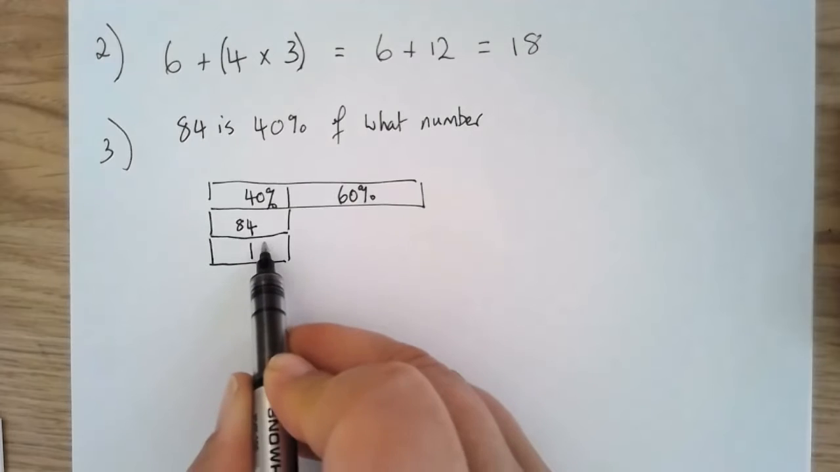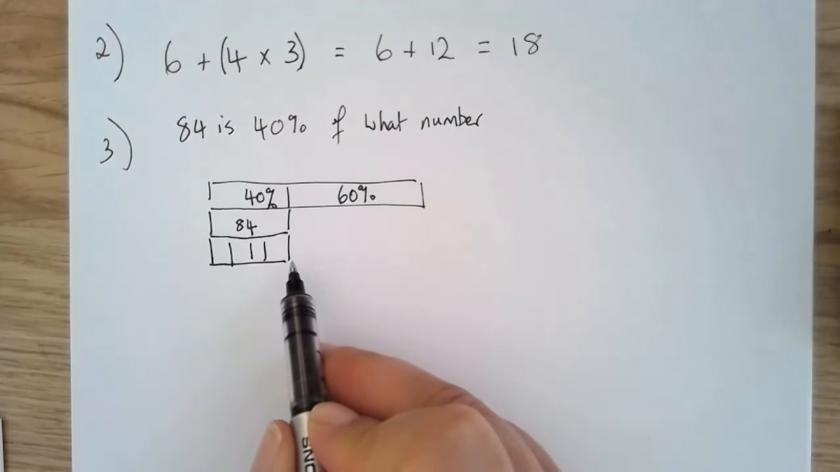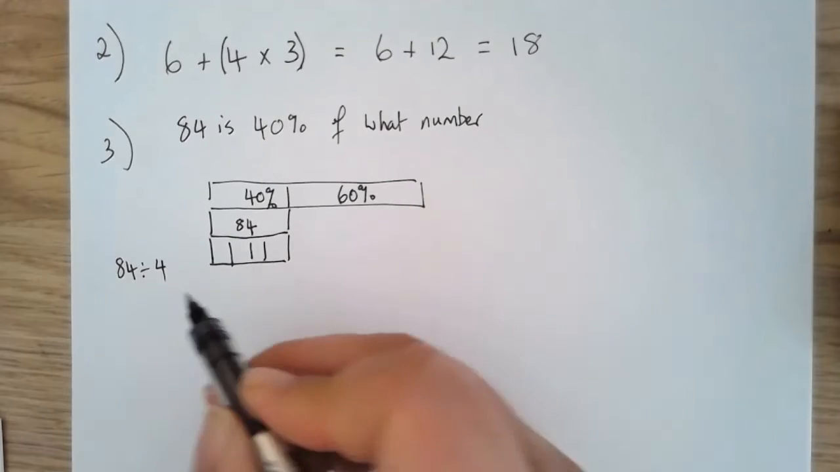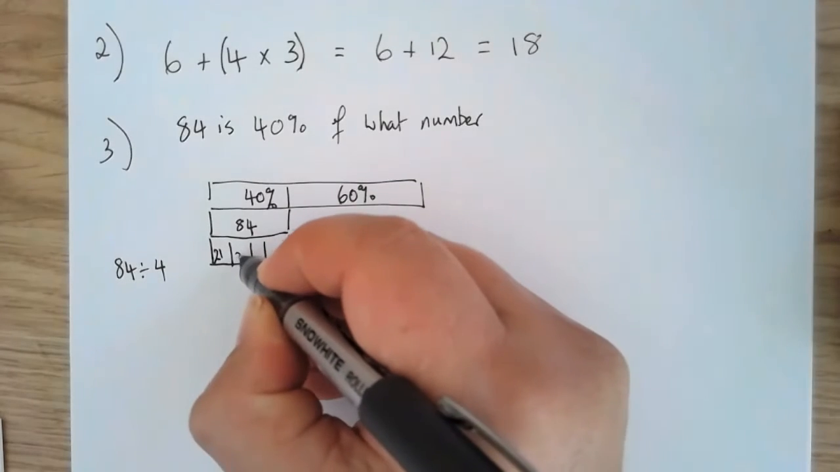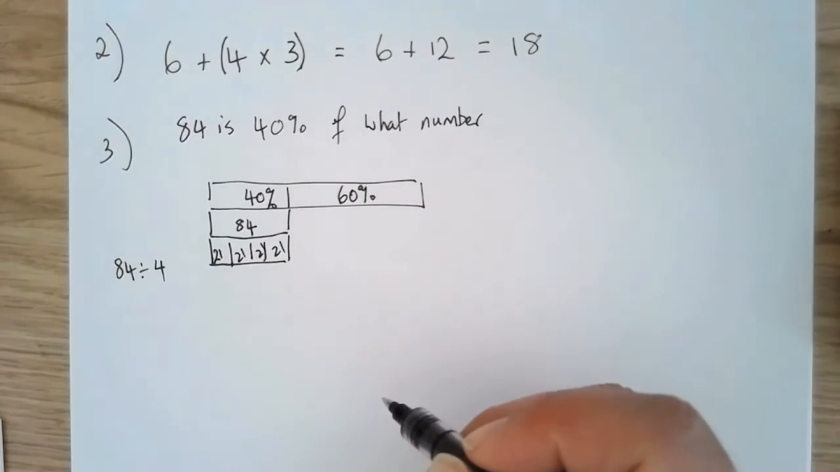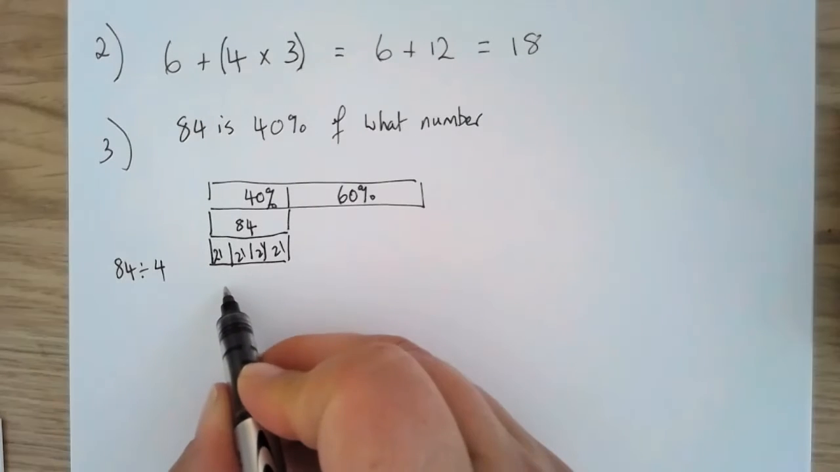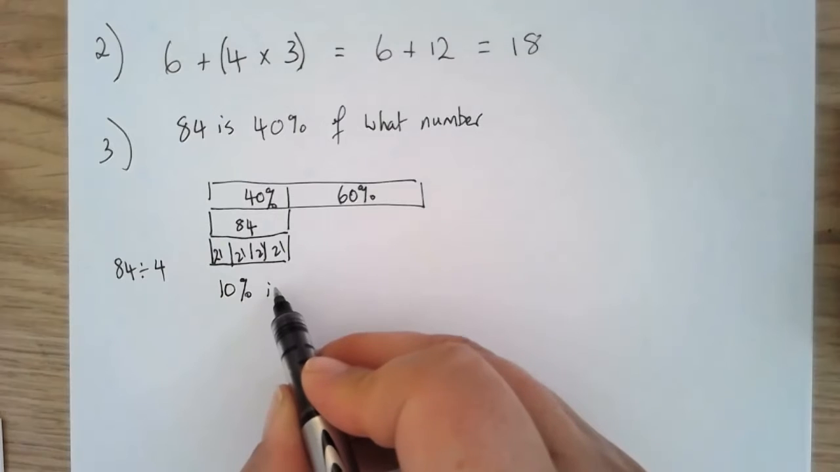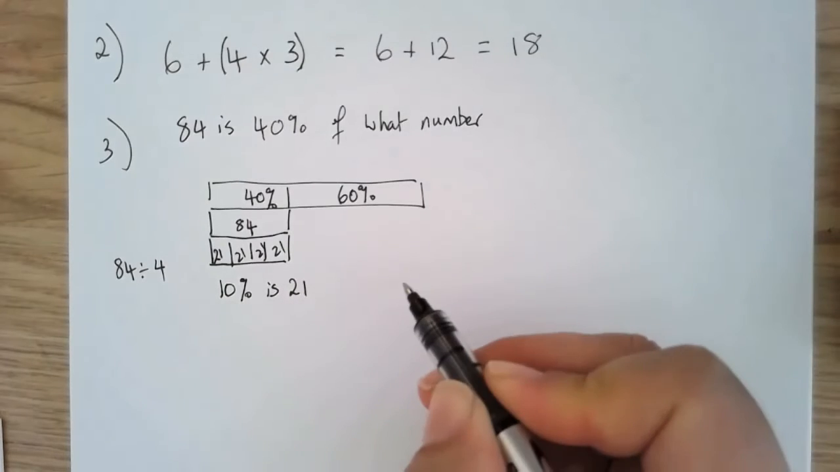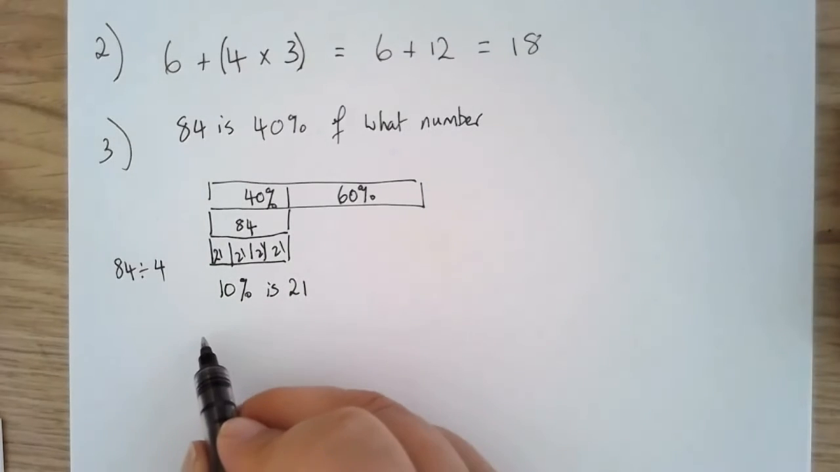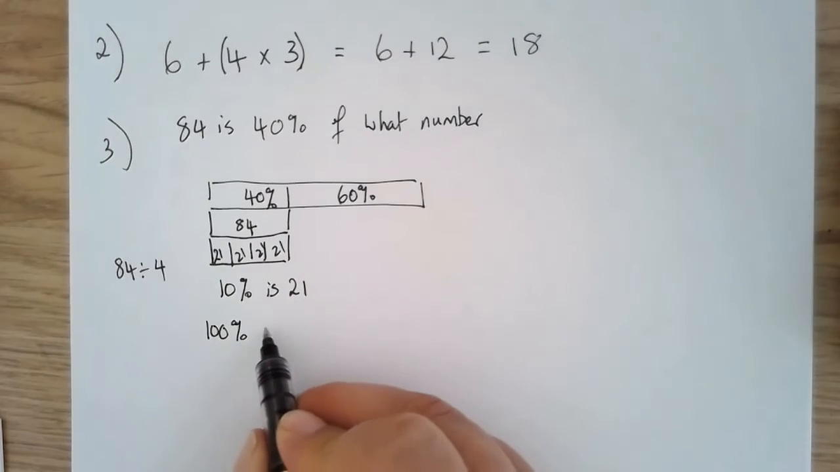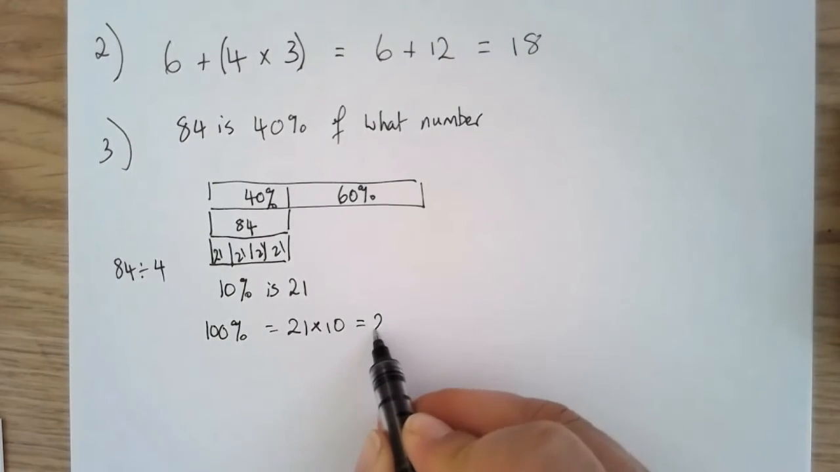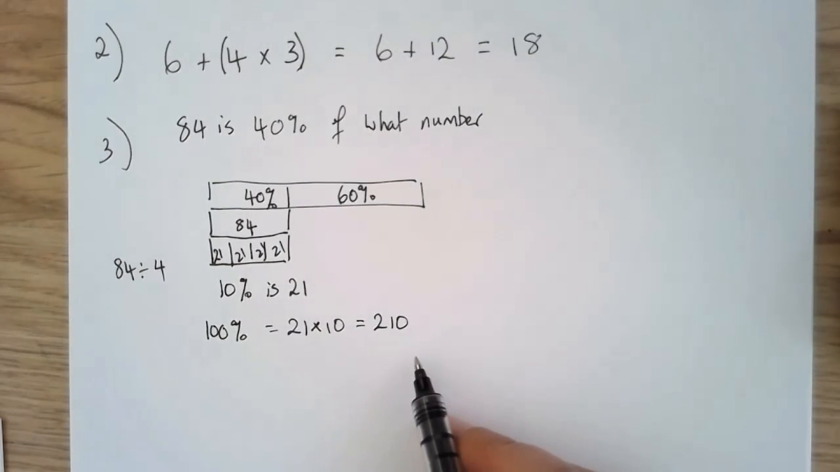If I split this into 4 boxes, 84 split into 4 boxes, which is the same as saying 84 divided by 4, we've got 21, 21, 21, 21. So therefore, what we've worked out there is 10% of the original is 21. If 10% is 21, then 100% is 21 multiplied by 10, which is 210. And that is your answer.